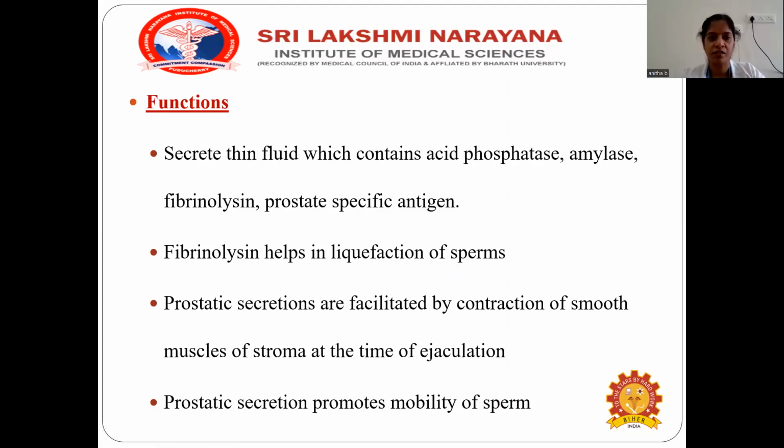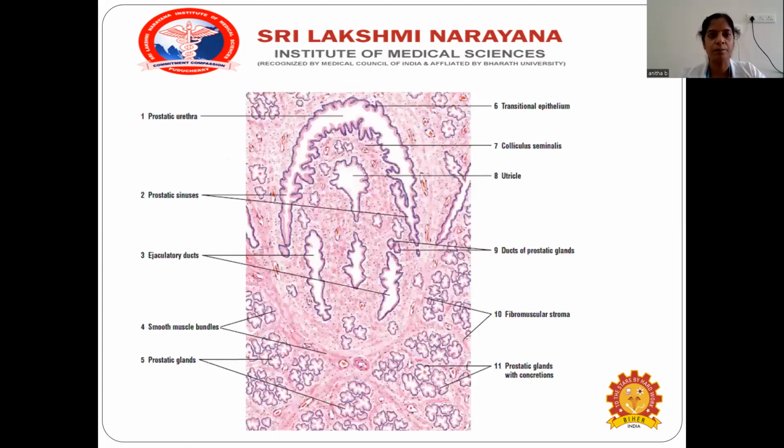So it liquefies. Okay, the prostatic secretions are facilitated by the contraction of smooth muscle stroma at the time of ejaculation. So prostatic secretions will be passing along with the ejaculation, along with the sperms. These prostatic secretions also promote the motility of the sperms. These are the functions of the prostate gland.